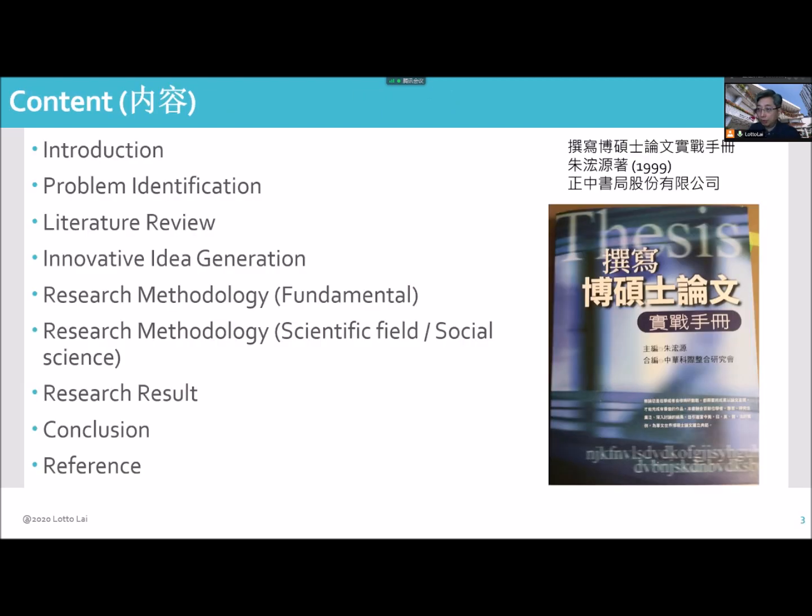And I would like to use Professor Ch6's book. It's a practical handbook for writing doctorate and master theses. Its structure is separated like this, and now I'm talking about the research methods for scientific fields and social science.